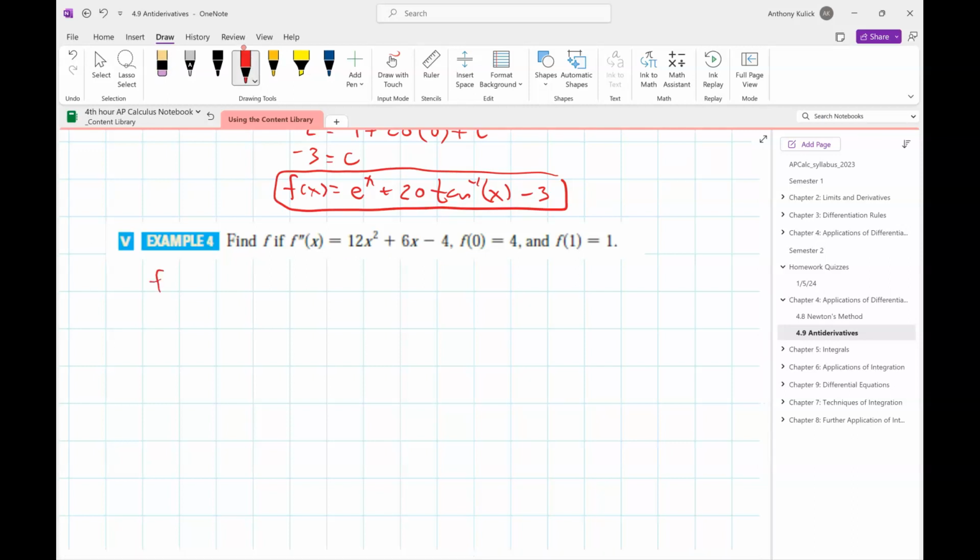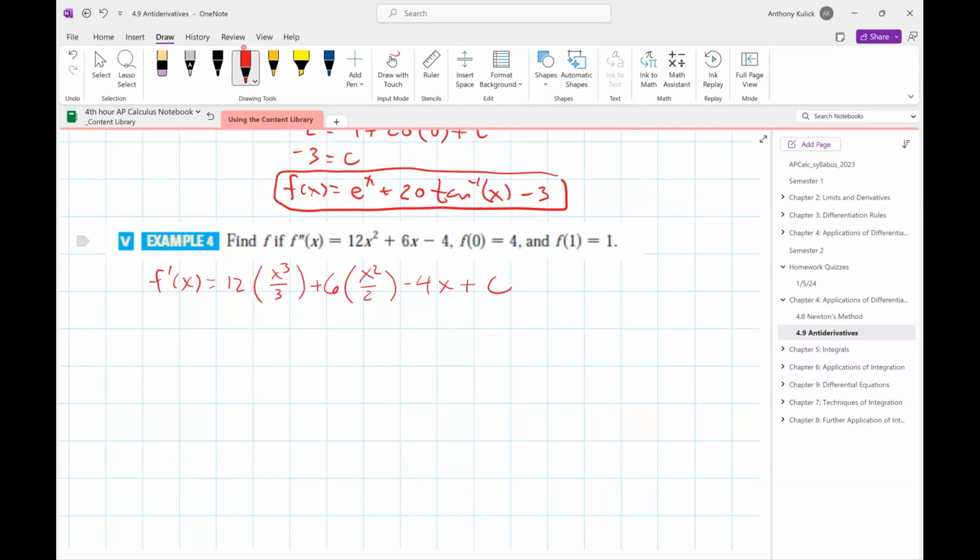So let's start. The antiderivative of the second derivative is going to be the first derivative, right? I ignore the 12. What's the antiderivative of x squared? X cubed over 3. And then I'll ignore the 6. What's the antiderivative of x? X squared over 2. And then what's the antiderivative of 4? 4x. And then I'll have plus c.